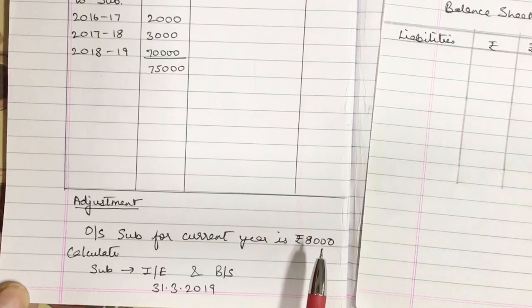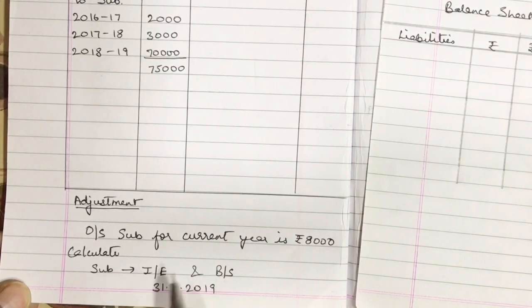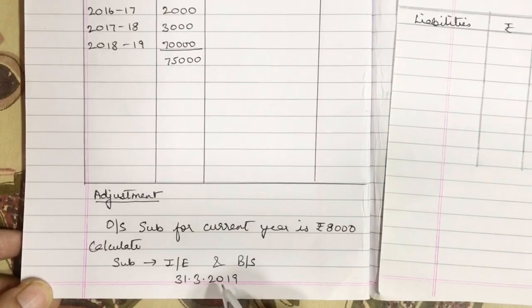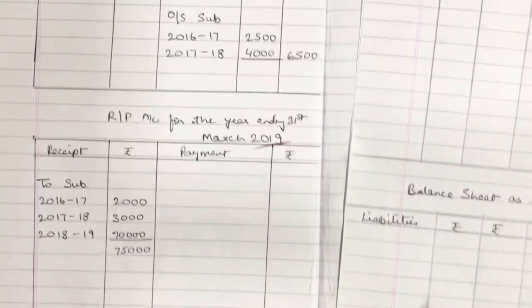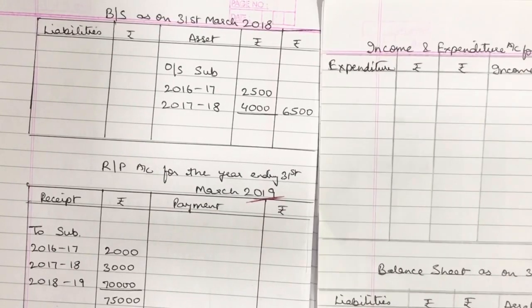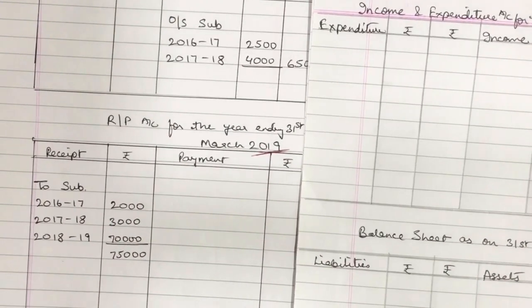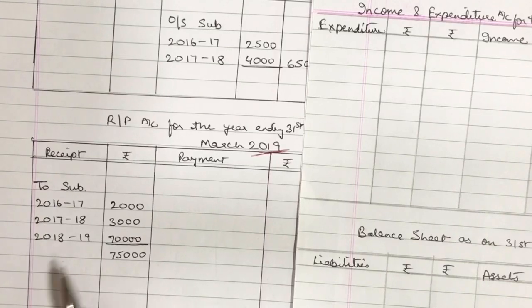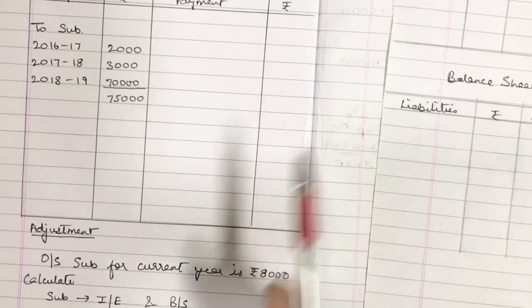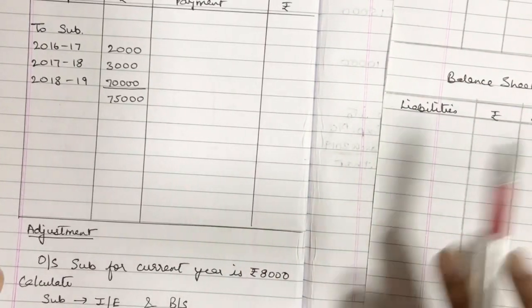And what we have to prepare, how we prepared for last sum, income and expenditure account and balance sheet, you have to show only the subscription, and this is our date. You have to prepare income expenditure account and balance sheet on 31st March 2019. Okay, so let's start. This is your income and expenditure account and your balance sheet. Now let us see how much we actually received during the year is 70,000. And what is outstanding? As you can see here, it is 8,000. So this is the easy part.